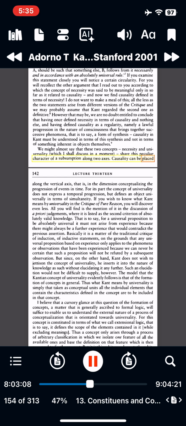Causality can be placed along the vertical axis, that is, in the dimension conceptualizing the progression of events in time. For its part, the concept of universality does not express a temporal progression, but defines an object universally in terms of simultaneity. If you wish to know what Kant means by universality in the Critique of Pure Reason, you will discover even less.